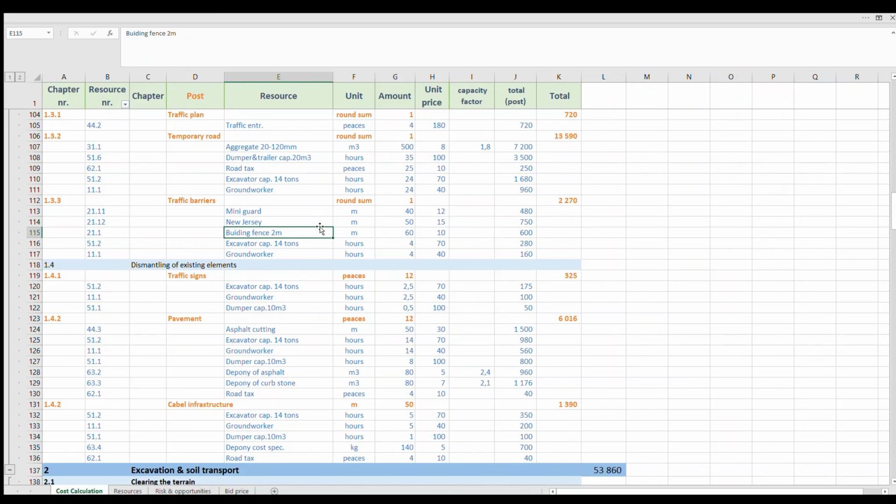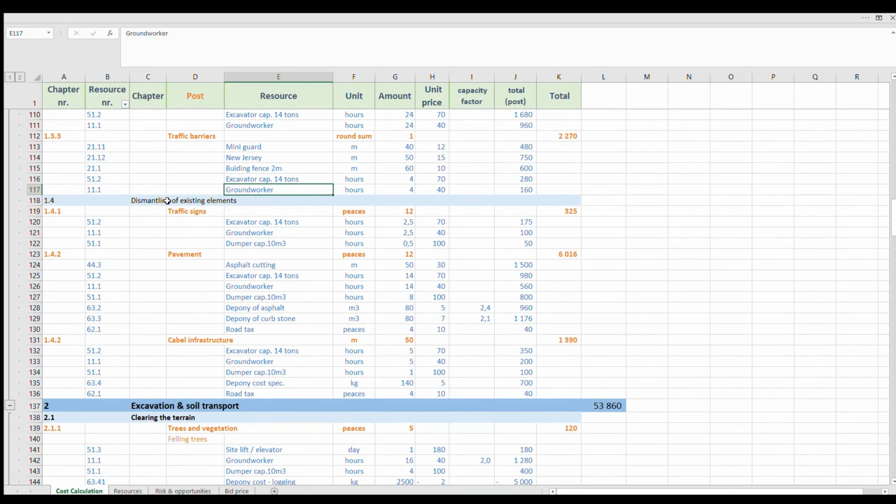You have to have a building fence because you must fence around actually all the place, and maybe a little extra to be safe for all people on the sidewalk. Excavator and ground worker will be used here.